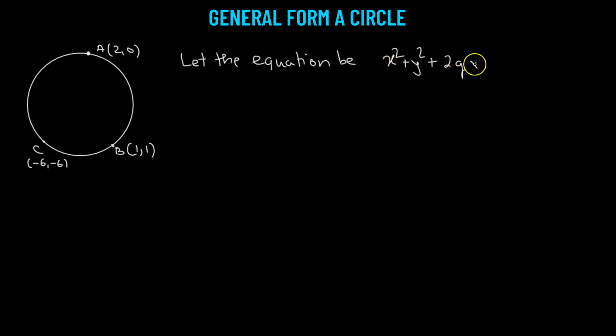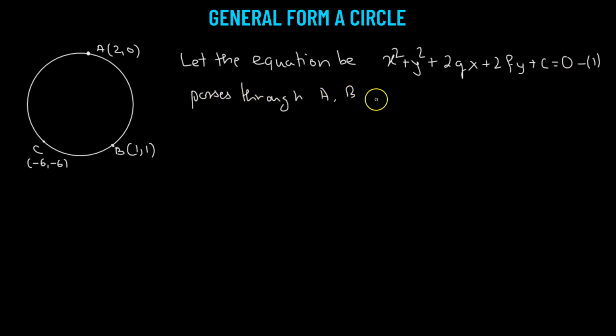So we have the circle passing through 3 points. We'll begin by considering the general equation of a circle. The equation of the circle which we need to determine, let it be given by x squared plus y squared plus 2gx plus 2fy plus c equals 0. We're going to label this as equation number 1. And this equation passes through the 3 points A, B and C. So in other words, points A, B and C are going to satisfy equation number 1.